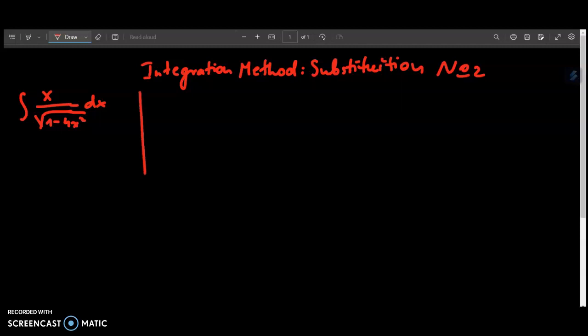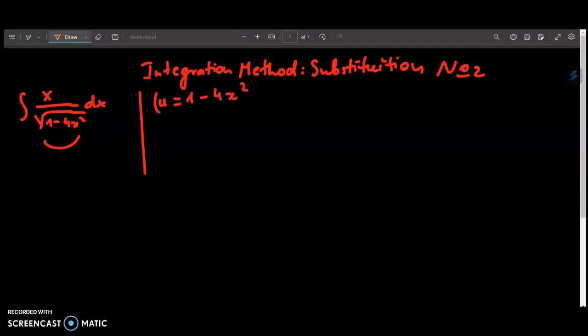First of all, students and followers, you may have a question: what should we substitute? The main substitution part should be something that really looks complicated. Look, on the top there is the x value, right? But on the bottom there is the square root of 1 minus 4x squared. So this part is definitely more complicated than the x, right? So we're going to write u is equal to 1 minus 4x squared, right?